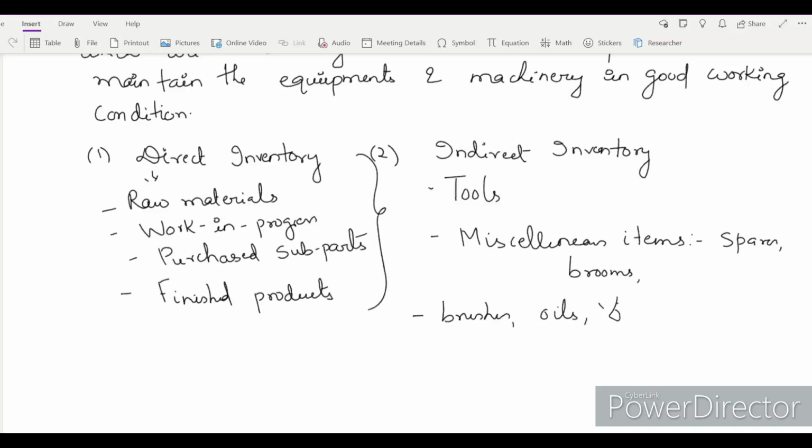Okay, so these are your indirect office supplies. So these are your indirect inventories. So again, there are so many different inventory costs.